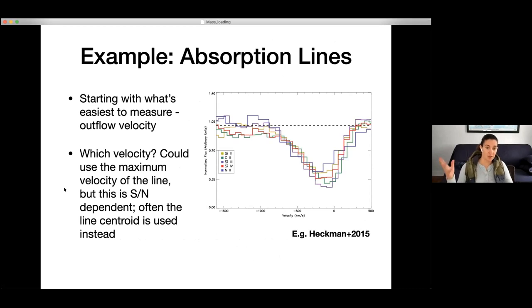Right, and so the example that I'll show is absorption lines, because this is where we actually have the best statistical samples. If these are your absorption lines from a down the barrel observation of the galaxy, the easiest thing to measure is the outflow velocity. Nevertheless, there are choices to be made, right? You could use the maximum velocity of this line, but that's a signal to noise dependent quantity. So often in trying to measure mass outflow rates, observers will use something like the line centroid instead. But worth noting that you see there's very fast moving gas in this phase.